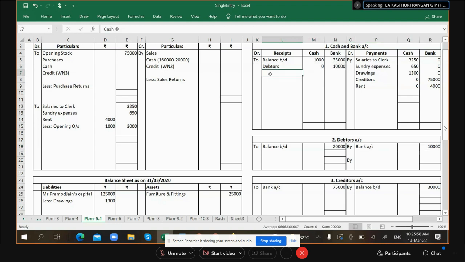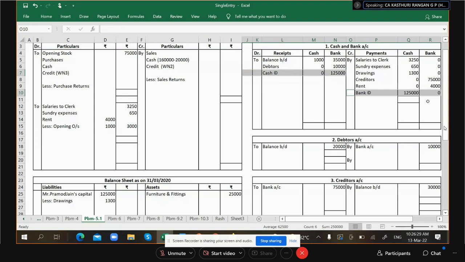Now, what is the entry for cash deposited into the bank? It's a contra entry. Bank account debit, to cash account. So in the bank column, to cash; in the cash column, by bank. This is the contra entry. See, the total deposit is 1,35,000. 10,000 goes to the debtor. Therefore 1,25,000 is cash deposited into the bank. What is the entry? Bank account debit to cash account.